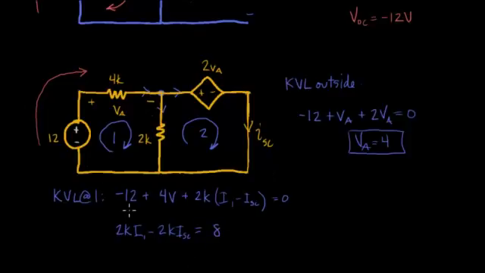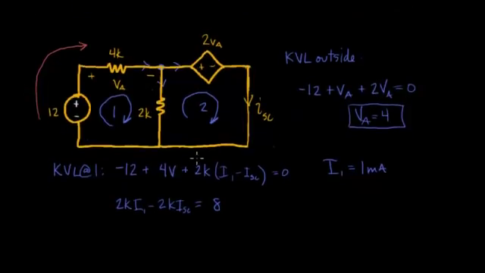Okay. And what is I1? Well, we know what I1 is, right? Because we have a voltage and we have a resistor here. So if VA is 4 and we have a 4K resistor, we have 1 milliamp. So we also have the equation that says I1 equals 1 milliamp. So we can now plug in for I1, and then we can solve for ISC.